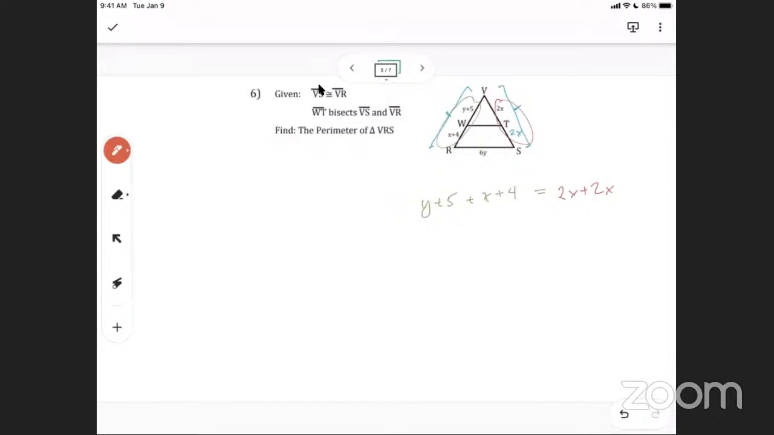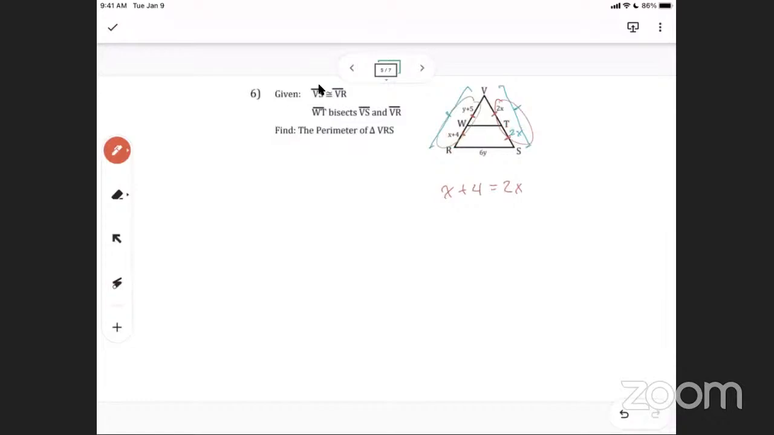I'm trying to think, could I have just said that 2x equals x plus 4? Do these things equal each other? I'm trying to think of why that wouldn't be the case. Because we already know that those bigger sides, VR and VS, are equal, that's an isosceles triangle. So I think all of these things would just be equal to each other, because they're all congruent. We don't even have to do that much work. We can just say x plus 4 equals 2x.